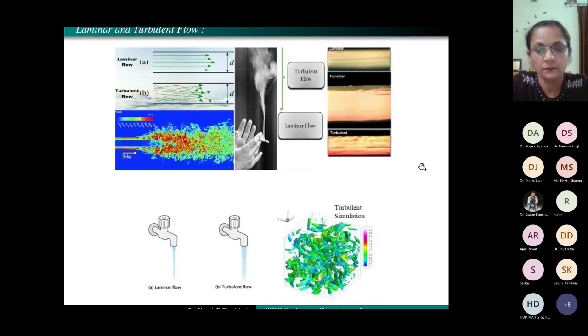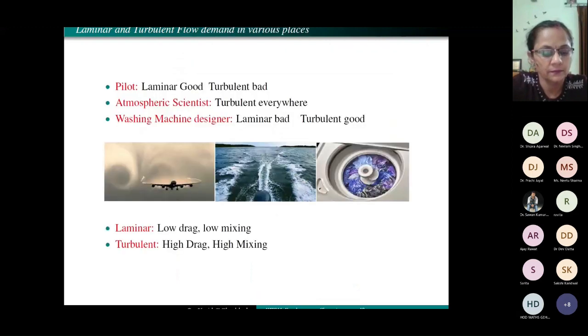Now the laminar flow is easy to simulate, but the turbulent flow is difficult to analyze because you need several efforts. But practically most applications are related to turbulence. And turbulent flow does not mean that it is always dangerous, it helps in other places also. Like when a plane, an Airbus, is moving, the pilot always needs laminar situations.